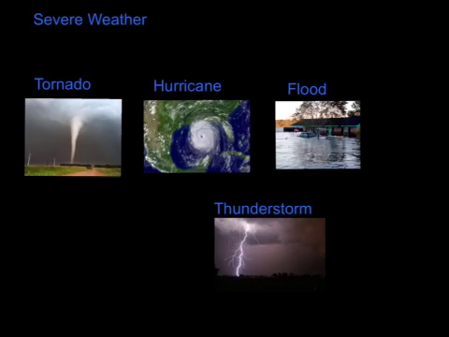A tornado is a mobile, destructive vortex of violently rotating winds, having the appearance of a funnel-shaped cloud and advancing beneath a large storm system.